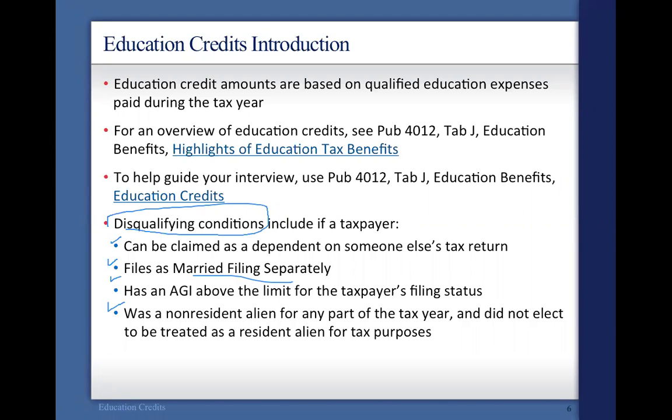And we've seen that in other types of credits as well, along with the one here, a non-resident alien. So if you are a non-resident alien, you are not allowed to take this credit either.